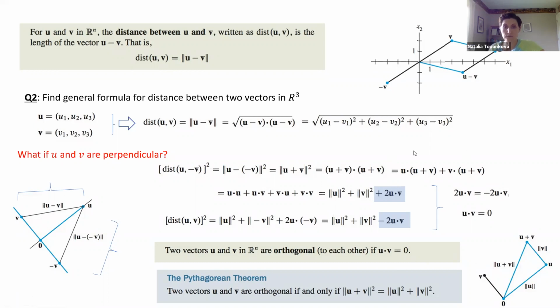Okay, now it is time to go to the end of the chapter and practice measuring the distances between two vectors.